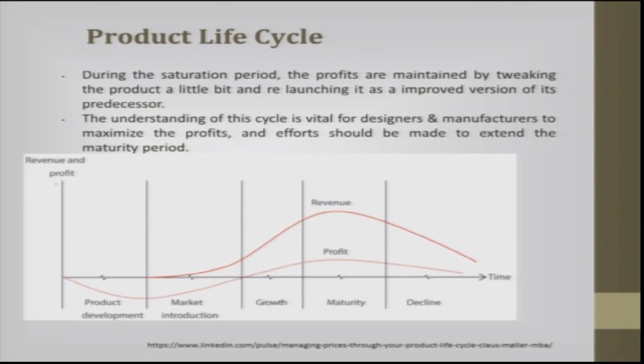If I plot revenue and profit with respect to time, you can see here I have divided it into 1, 2, 3, 4 and 5 phases. Phase 1 is the product development cycle. If you look at it here, there are two things: one is called the revenue curve, the other is called the profit curve.